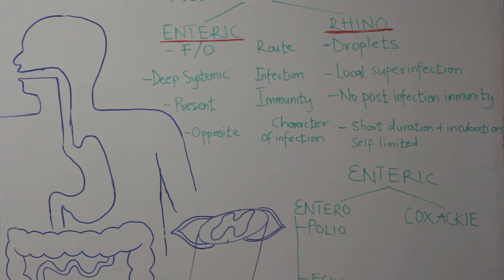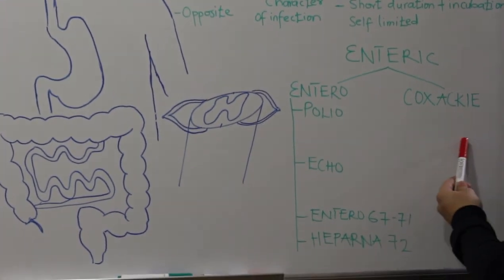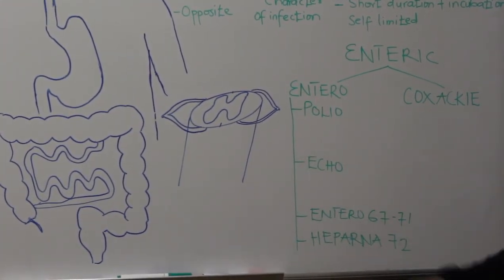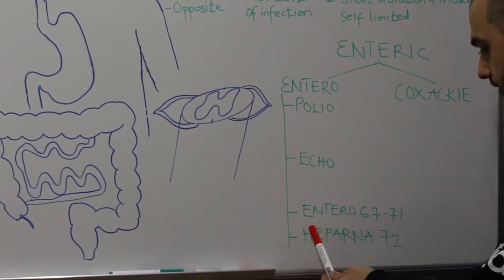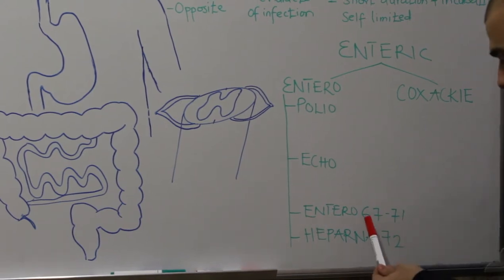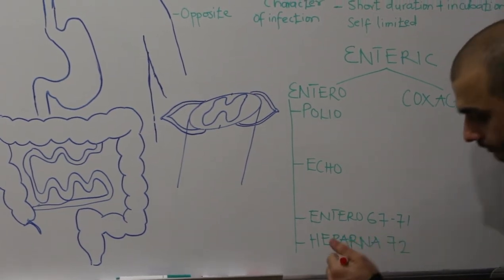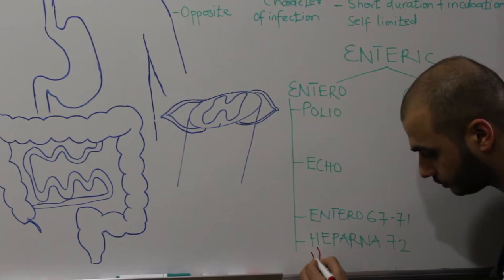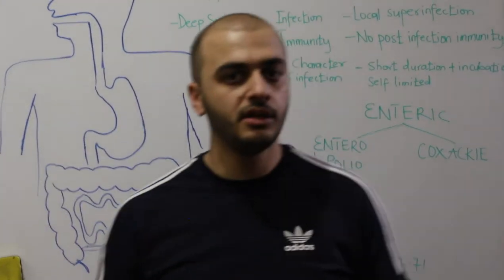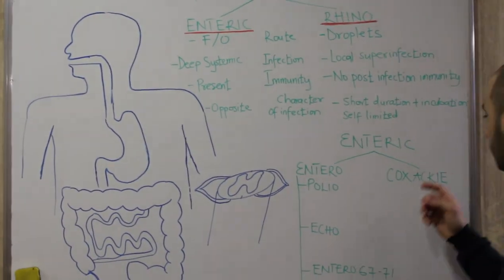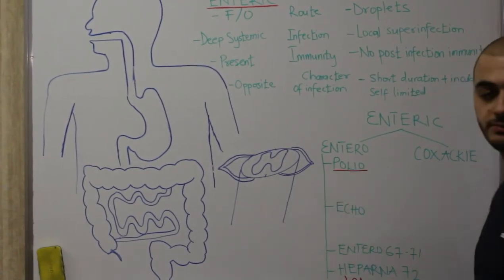So let's go to enteric viruses. Enteric viruses are divided again into Coxsackie virus and enteroviruses, and under enteroviruses there are poliovirus, echovirus, and enteroviruses like number 67 till 71, and Hepatovirus. Hepatovirus actually has just one virus, which is hepatitis A. We'll be talking about all hepatitis viruses in one video. So let's start with poliovirus.